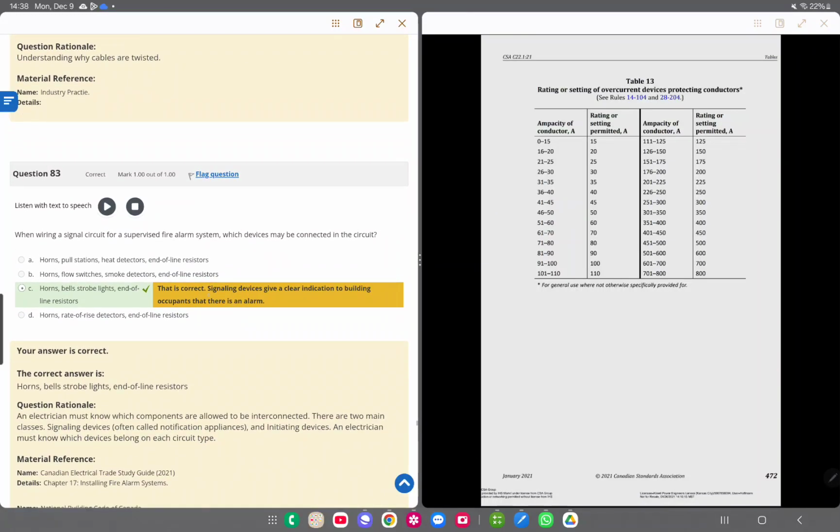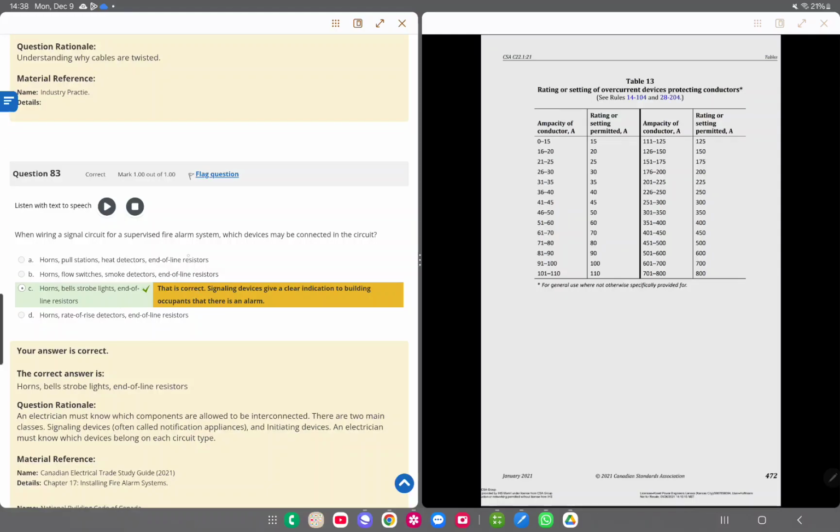When wiring a signal circuit for a supervised fire alarm system, which device may be connected in the circuit? So here we're talking about signaling. So signaling is things that we can see and we can hear. So we can hear horns, we can see bell strobes, lights, and the end of line resistor is the current monitoring of the whole thing.